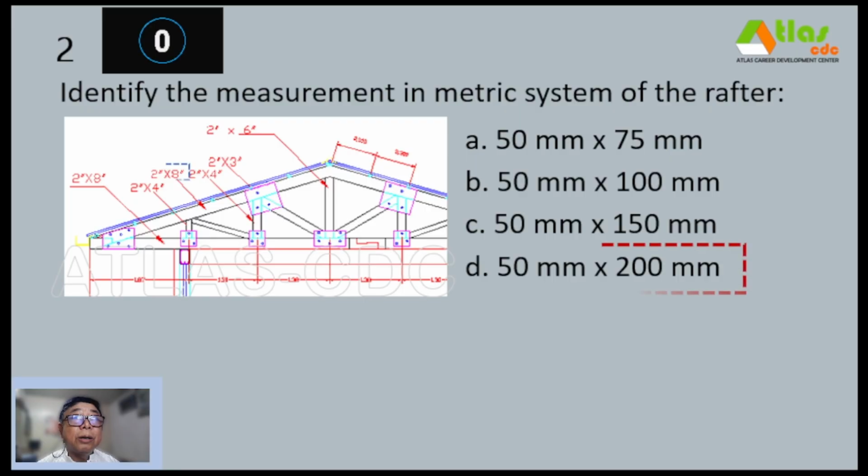And our correct answer is letter D, 50 mm by 200 mm. So this is the top chord or the rafter, 2 by 8 inches.